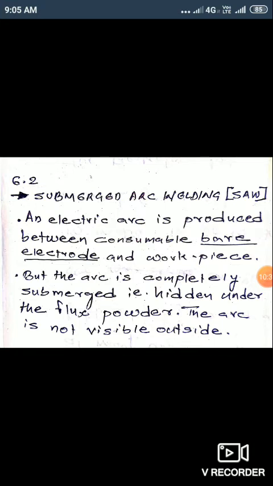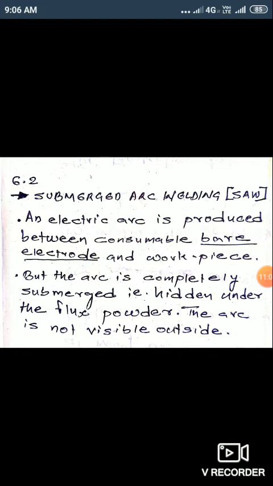No flux coating is there. Additional flux is provided here. The arc is completely submerged, that is, hidden under the flux powder. A large amount of flux powder is applied while welding using submerged arc welding. The arc is not visible outside.